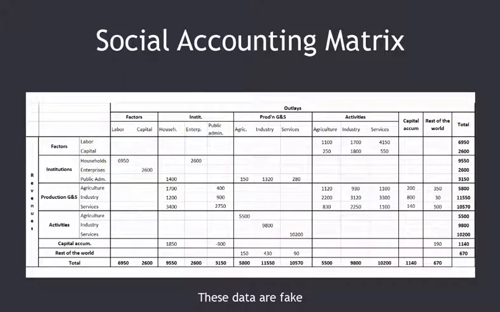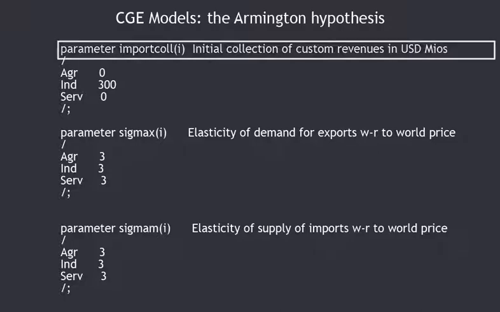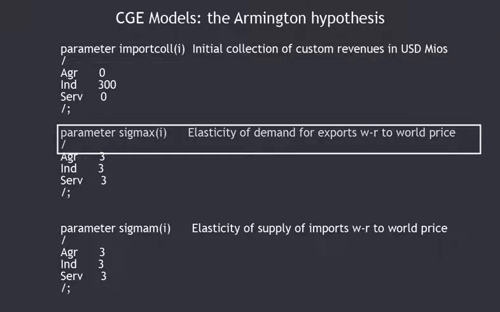Let me mention that you have an Excel file on the website that is the social accounting matrix for this problem. You also need some parameters to build the model and to make the simulation. So here you've got first the initial collections of custom revenue in US dollar millions. So this is something that I have just explained. Then the elasticity of demand for exports with respect to world price, sigma x in sector I.